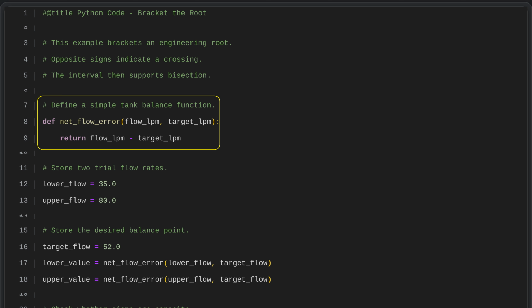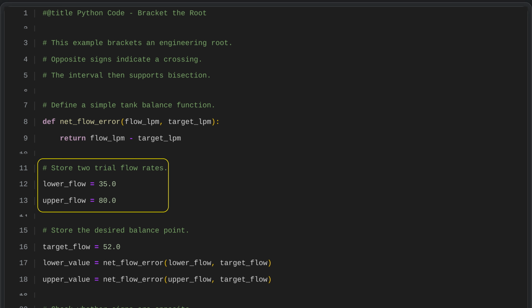The net flow error function compares the actual flow rate with the target flow rate. It subtracts the target from the actual value to show how far the system is from the desired flow, which helps guide flow balancing. Two trial flow rates are chosen to define the search interval: 35 liters per minute as the lower bound and 80 liters per minute as the upper bound. This interval is then used to check whether the function's root is bracketed, which is required for the bracketing method.